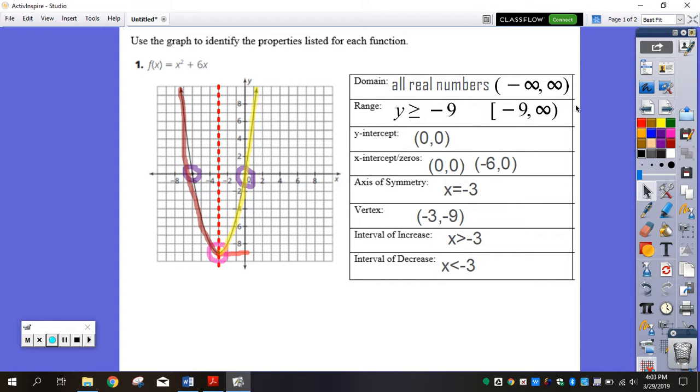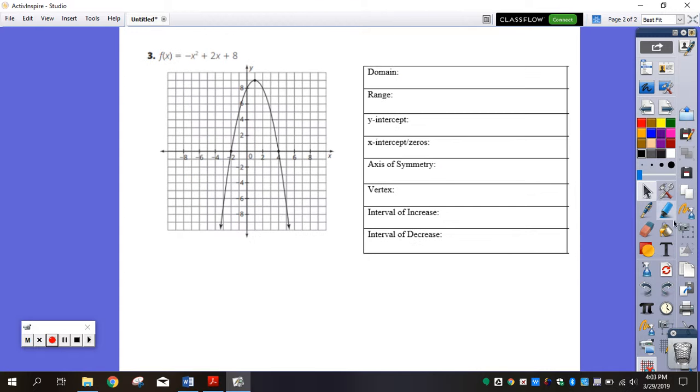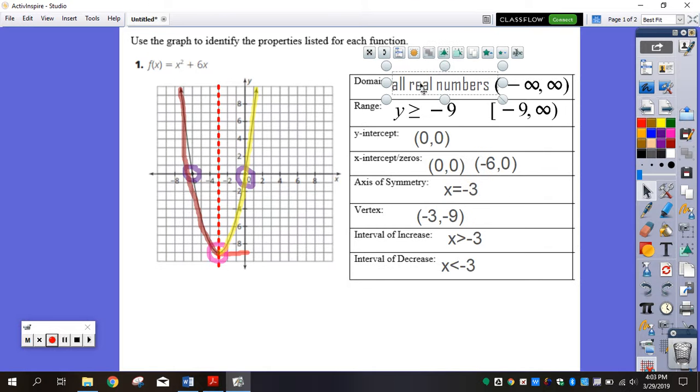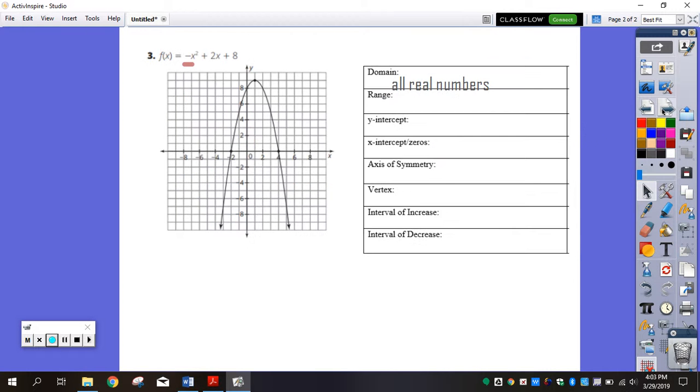So this is a parabola that's opening upward. If we flipped it, and the way we know it flipped just by looking at the equation is the fact that the a value, this x squared term, is negative. So without even looking at the graph, I can anticipate that it is going to be opening downward. Domain is the same. There is no limit to my x values, so I can just copy and paste my all real numbers for my domain.